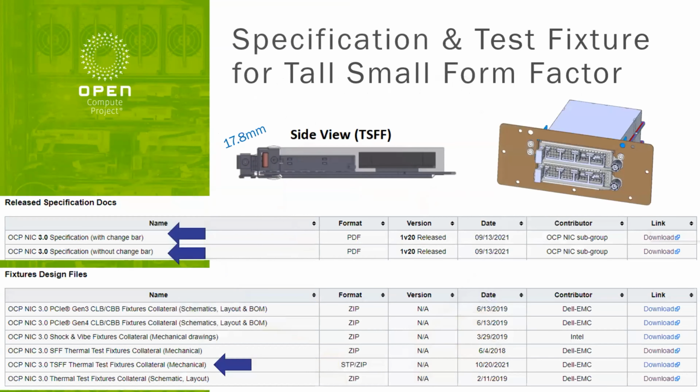This will be a good segue to promote a little bit about the tall small form factor, which is our latest form factor that we shared last year. The difference between tall small form factor and small form factor is a 2.7 millimeter taller height, which makes up a total of 70.8 millimeter.